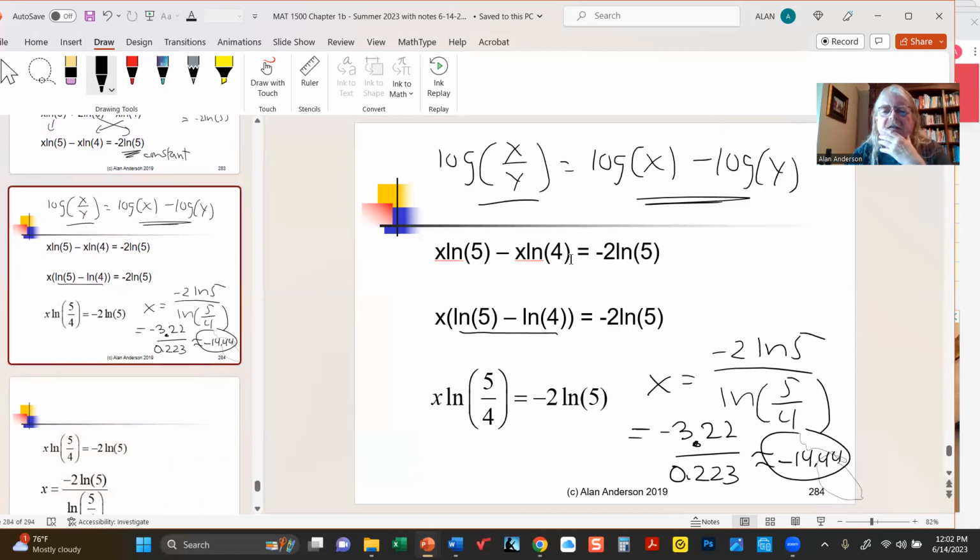Okay, so when you get the x's on the left, we have this and we have this on the right. I've done some factoring, and now this is what I was referring to. Log 5 minus log 4 is the same as log 5 over 4. This one I'm going to leave like this, although I could rewrite it as log of 5 to the negative 2 if I want. And now I'm going to divide both sides by this expression because it's simply a constant. And so my final result is negative 2 log 5 over log 5 fourths. And then when you plug them into your calculator, you'll see that that ratio is approximately equal to negative 14.44.